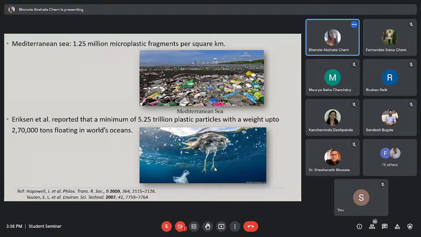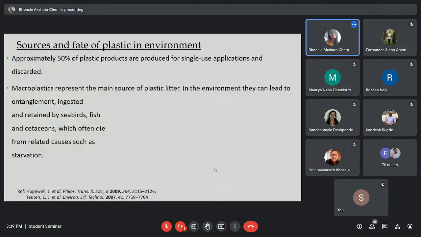He reported that a minimum of 5.25 trillion plastic particles with a weight of up to 270,000 tons is floating in the world's oceans, and numerous other studies confirm such numbers. Sources and fate of plastic in the environment. Approximately 50% of plastic products are, sadly, produced for single-use applications and then discarded. And microplastics represent the main source of plastic litter.